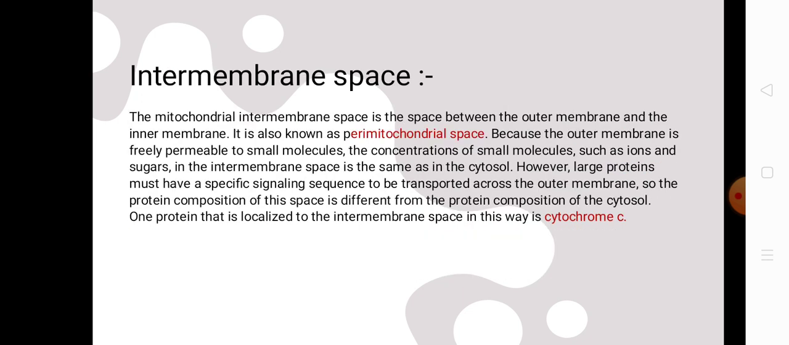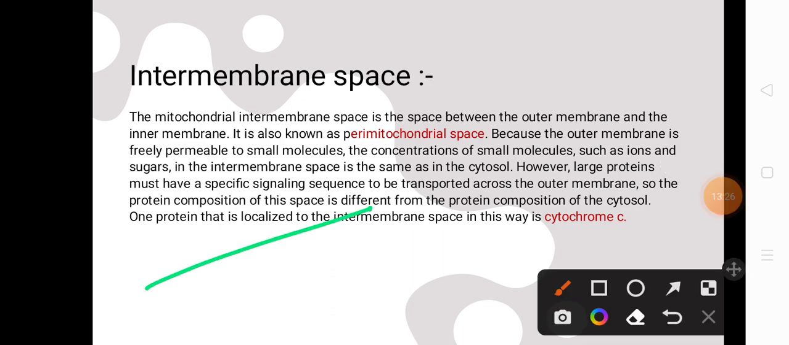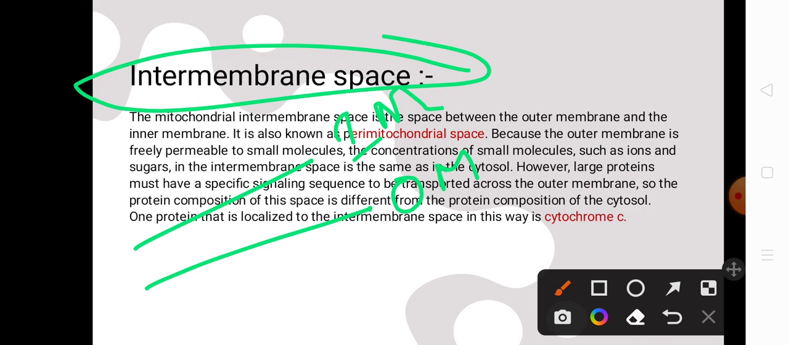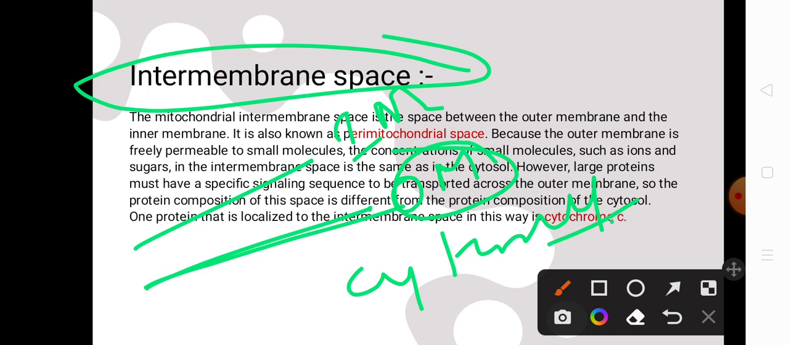Now let's move to the intermembrane space. This intermembrane space is generally the space between the outer membrane and the inner membrane. I have told you that this intermembrane space has the same composition of smaller solutes as the cytosol. And what is the reason behind it? The reason is the presence of various types of porin proteins in the outer membrane, right?